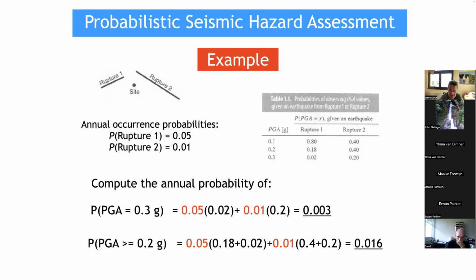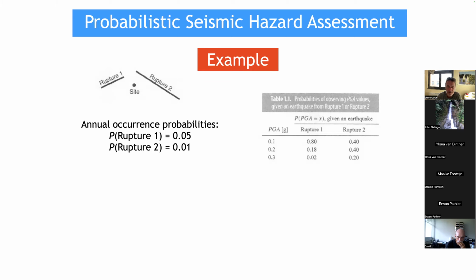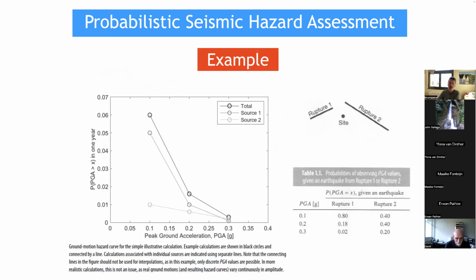We use the probability of rupture 1 times the probability of having 0.2, plus the probability of having 0.3, and the probability of rupture 2 times 0.4, that is the probability of having 0.2 for rupture 2, plus 0.2, that is the probability for rupture 2 to give an acceleration of 0.3. And these are the final values we obtain. We do this for different values of peak ground acceleration, and we obtain our hazard curve. It can be obtained one by one for each source, and summing them in terms of probability, we have the final hazard curve, which is the highest one in this graph.